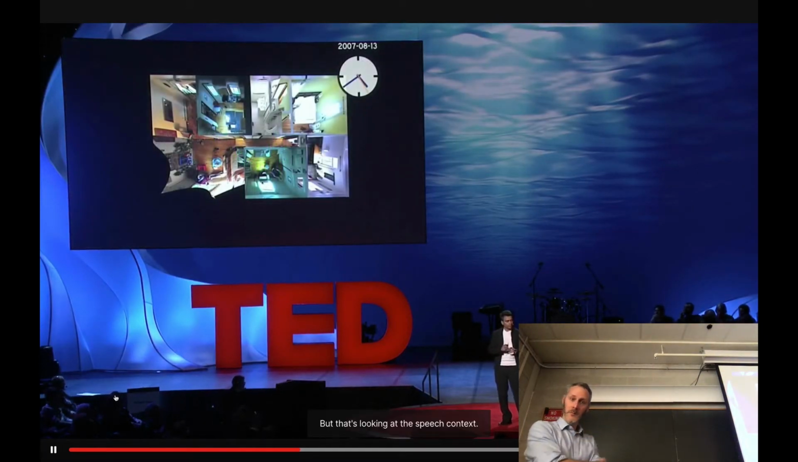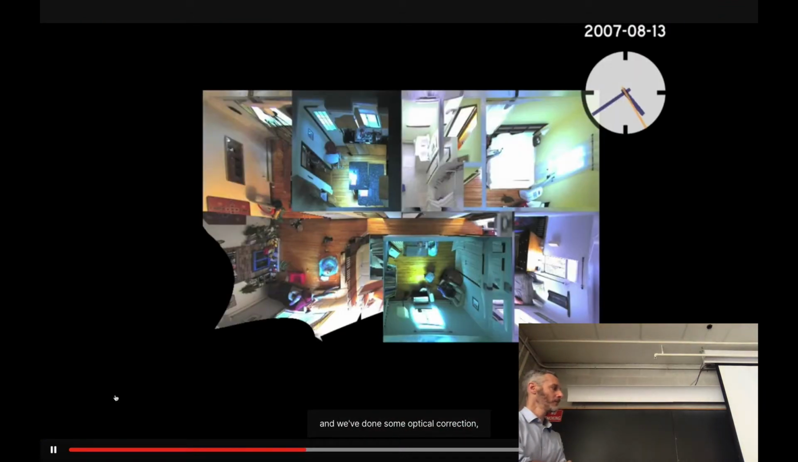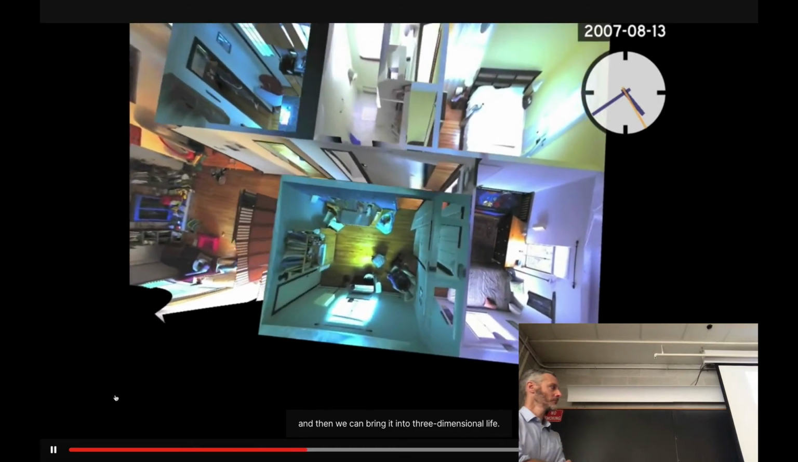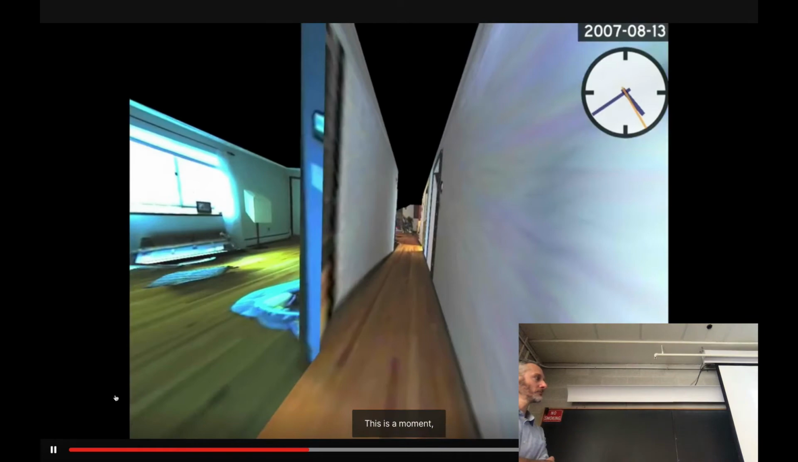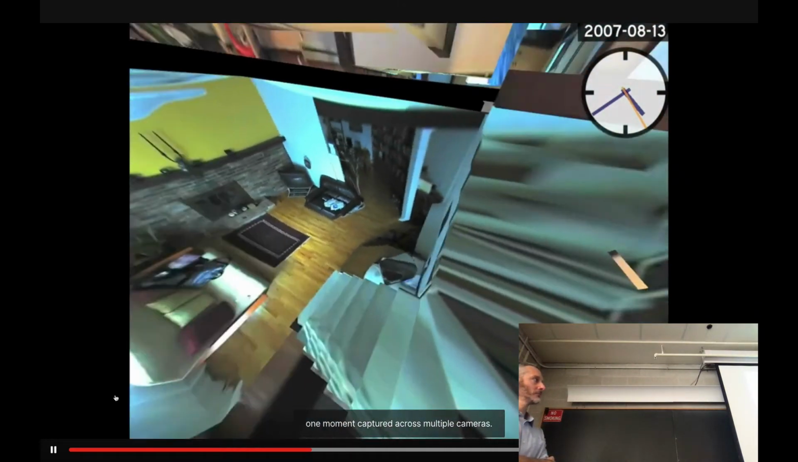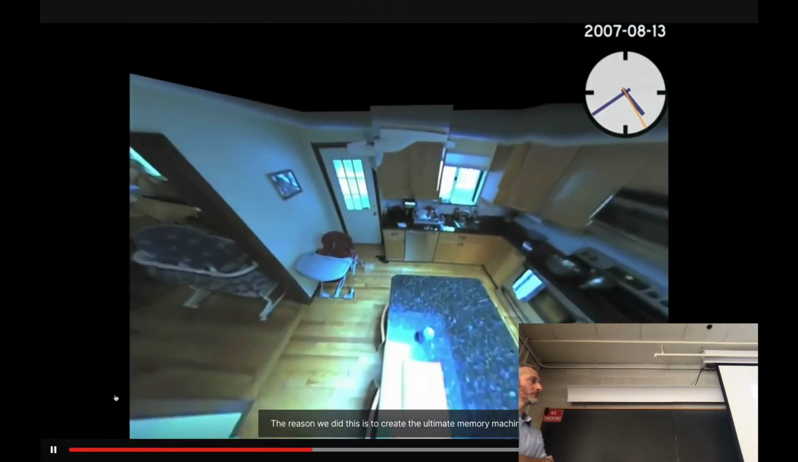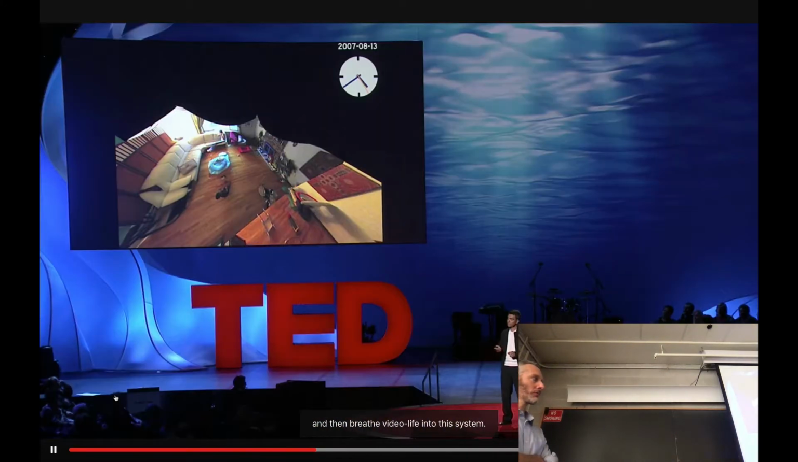But that's looking at the speech context. What about the visual context? We're now looking at, think of this as a dollhouse cutaway of our house. We've taken those circular fisheye lens cameras and we've done some optical correction, and then we can bring it into three-dimensional life. So welcome to my home. This is a moment, one moment captured across multiple cameras. The reason we did this is to create the ultimate memory machine where you can go back and interactively fly around and then breathe video life into this system.